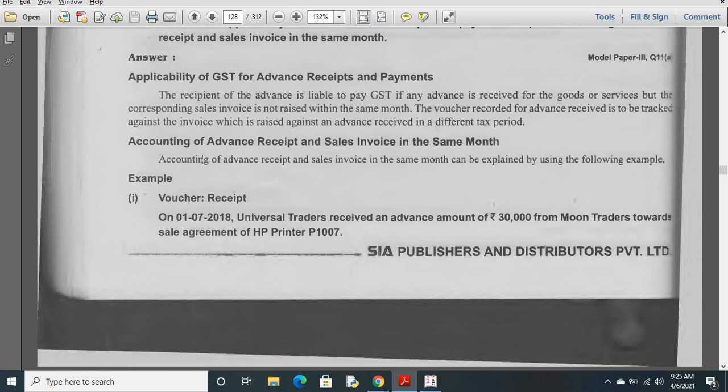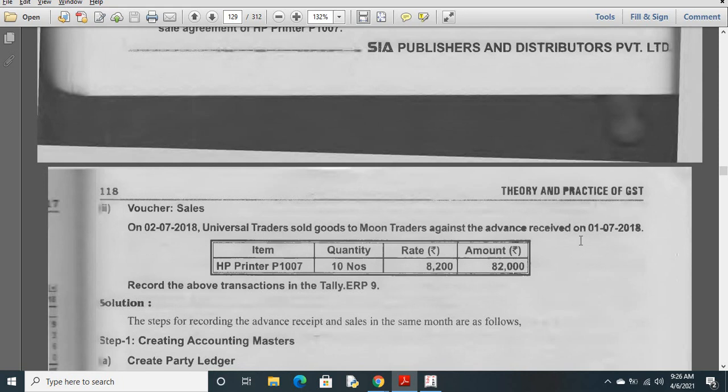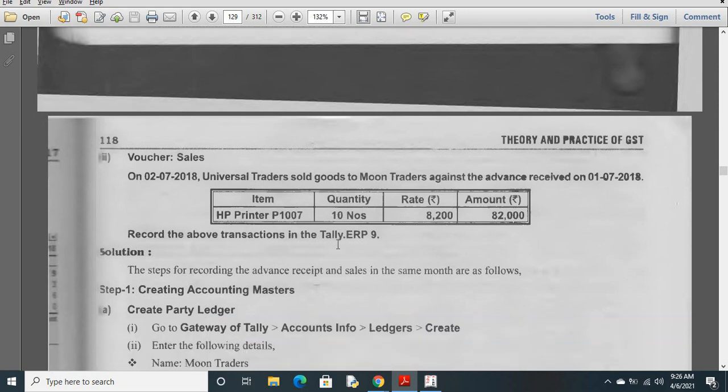Now, accounting of advance receipt and sales. For example, in this month I have received an advance and within the same month I sold the goods. Now how to enter these kinds of transactions if both are in the same month? On 7th Universal Traders received an advance amount of 30,000 from Moon Traders towards a sales agreement of HP printers, and on 2nd they have received the goods. So now you have to record.